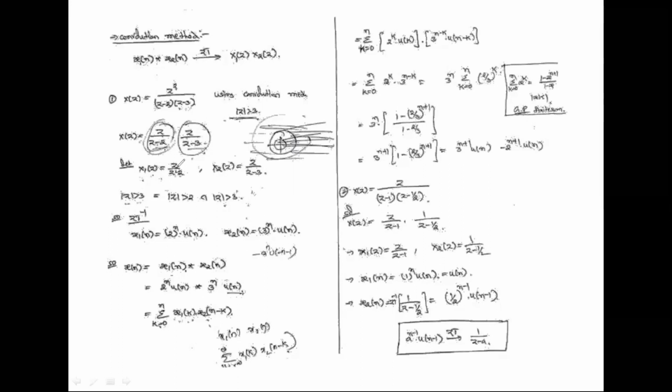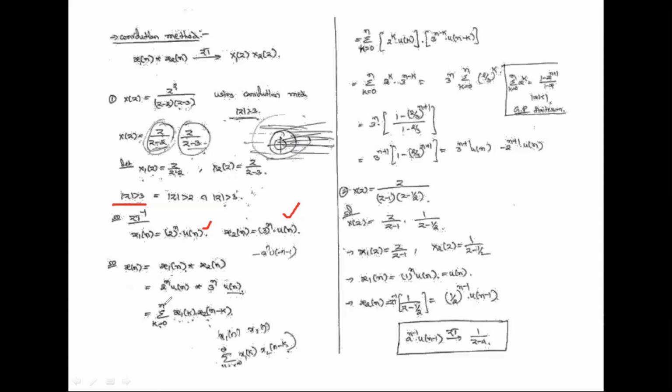The first one, x1 of Z, Z by Z minus 2, means 2 power n mu of n. Why? Because it is a greater-than region. And x2 of n is 3 power n mu of n. Z by Z minus a is nothing but a power n mu of n. We got the 2 functions in the time domain. What is the convolution of x1 of n and x2 of n? Find it out using the formula, 2 power n mu of n convolved with 3 power n mu of n. What is the formula here?